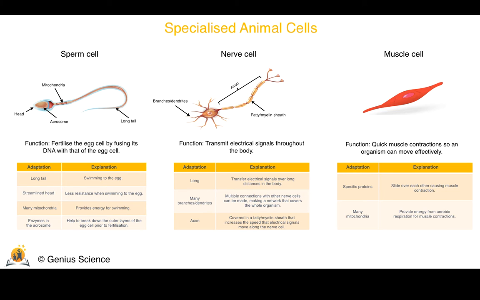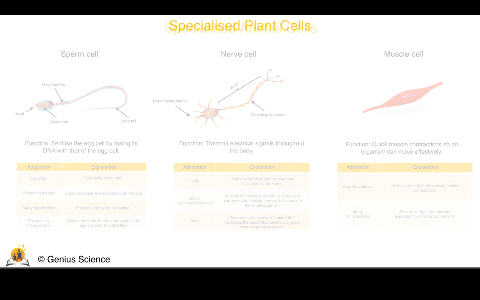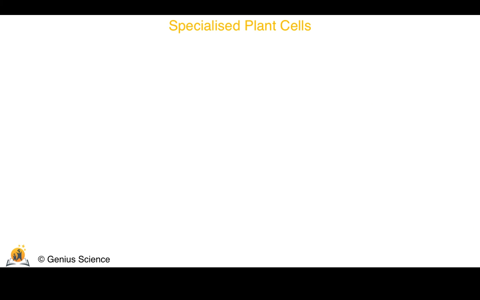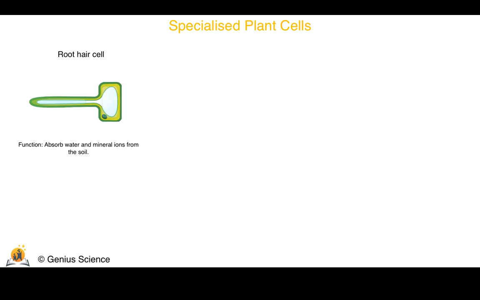Let's now look at some adaptations of some specialised plant cells. First up then, we have a root hair cell that is found on the surface of roots. And the function of a root hair cell is to absorb water and mineral ions from the soil. So now for our adaptations. Well, root hair cells have a large surface area, and this is to increase water and mineral absorption, which supports plant growth and function.